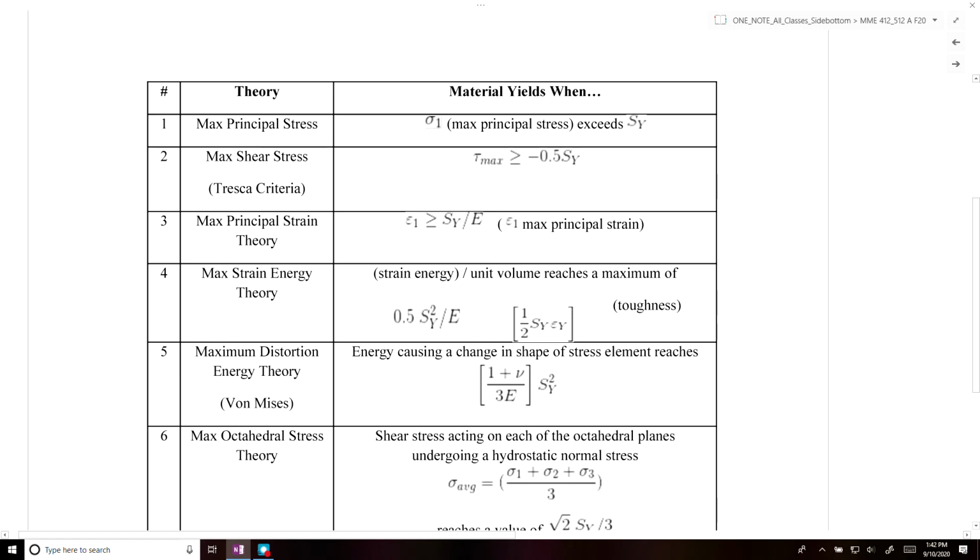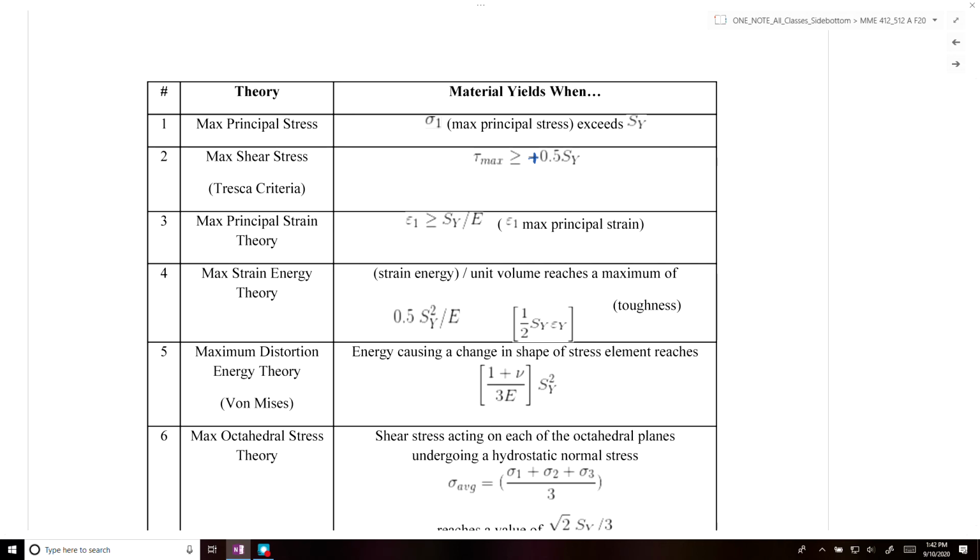The max shear stress criteria says that if the maximum shear stress in a material is greater than half of the yield strength, then the material would fail. The maximum principal strain theory states that if your largest principal strain is greater than or equal to the yield strength divided by the modulus of elasticity, you would fail.